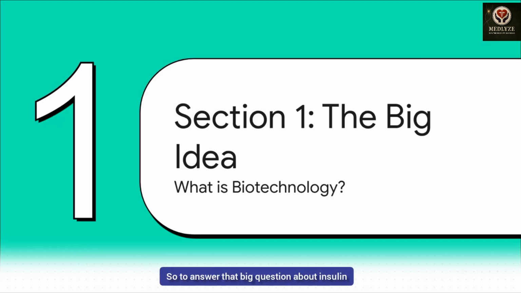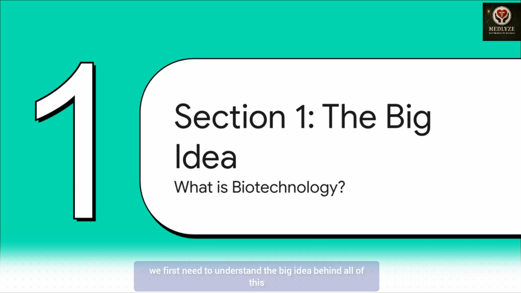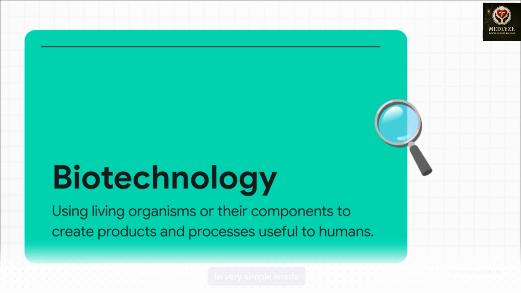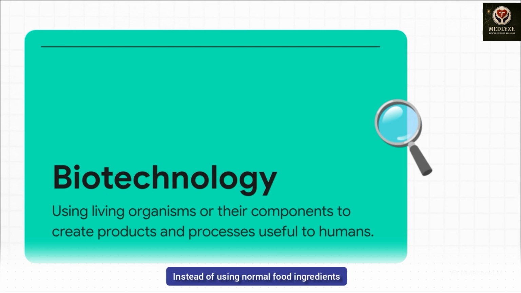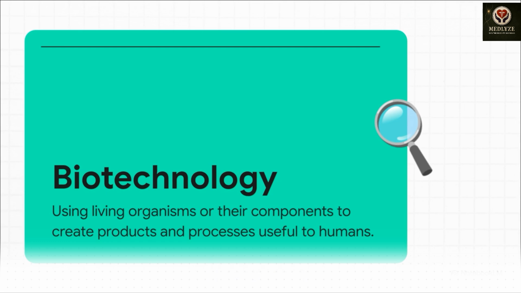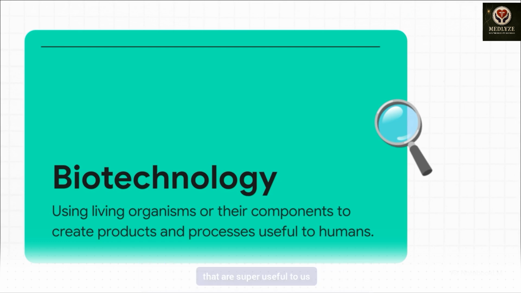So to answer that big question about insulin, we first need to understand the big idea behind all of this. What is biotechnology, really? In very simple words, you can think of it like this. We are basically becoming chefs, but on a microscopic level. Instead of using normal food ingredients, our ingredients are living things, like microbes, plants, or even animal cells. And we use these living ingredients to create products that are super useful to us, like life-saving medicines and vaccines.